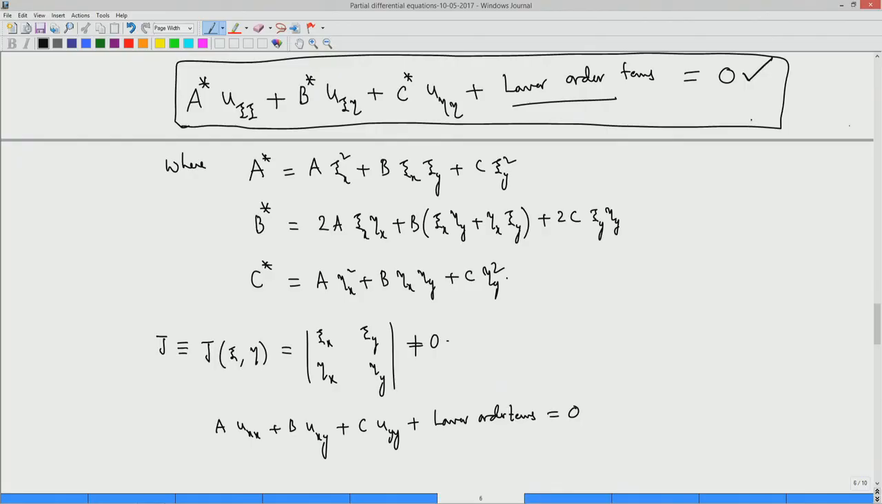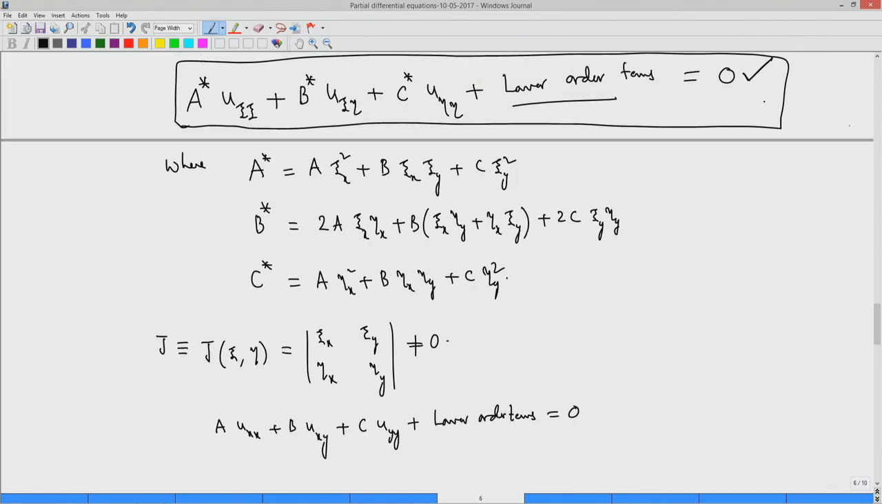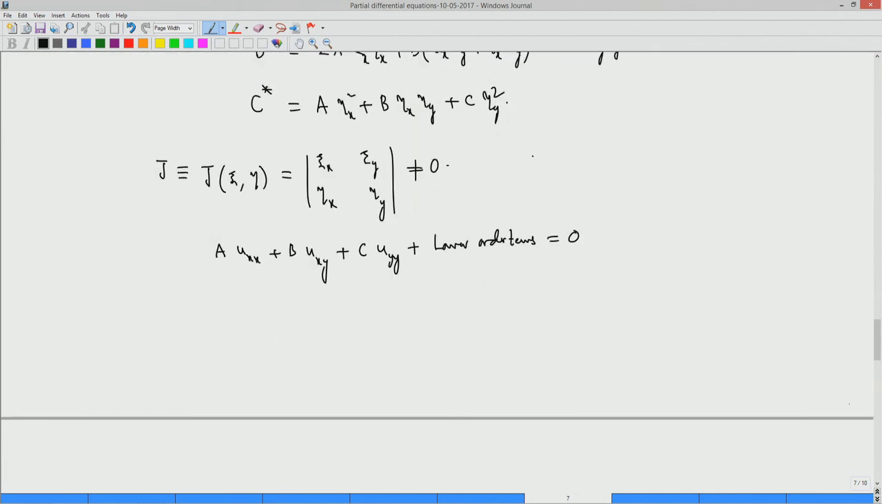So, how do I fix my xi and eta? The best way to find this xi and eta is to choose a star equal to 0 and c star equal to 0. So, let us start with a star equal to 0. Let us make a star equal to 0.